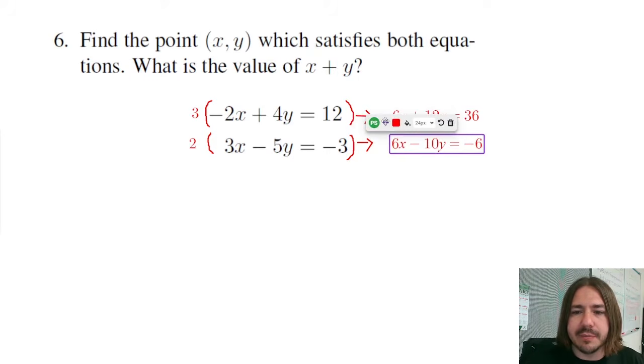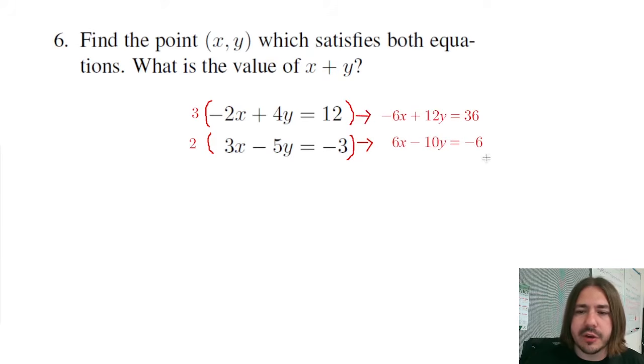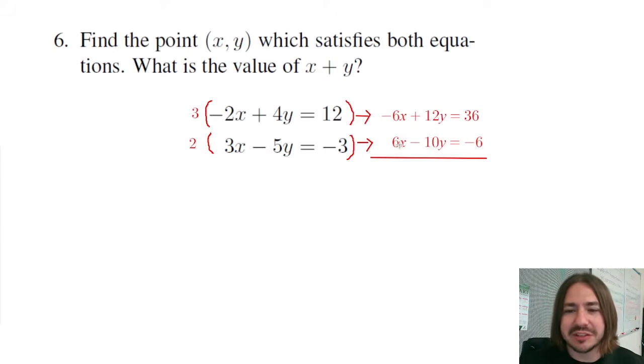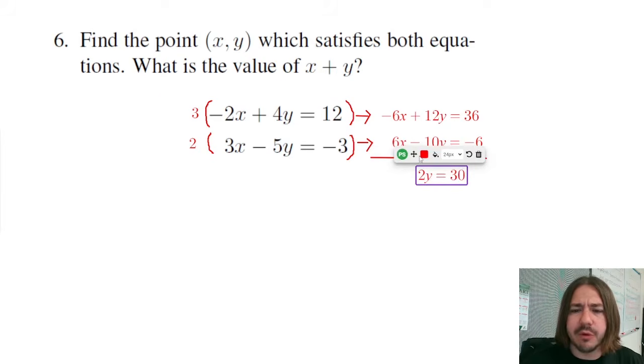You can see that my x terms are plus or minus 6x. So when I go to combine these, they will be eliminated, hence the name elimination. So I want to add these two equations together. I'm going to combine them that way. This is going to go to 0. That's going to leave me with 2y equals 30. And if I divide both sides by 2, I'm going to get y equals 15.